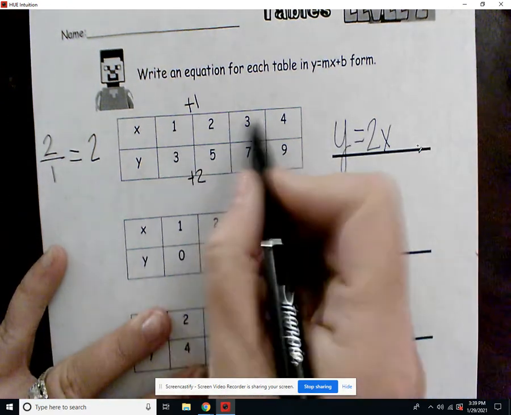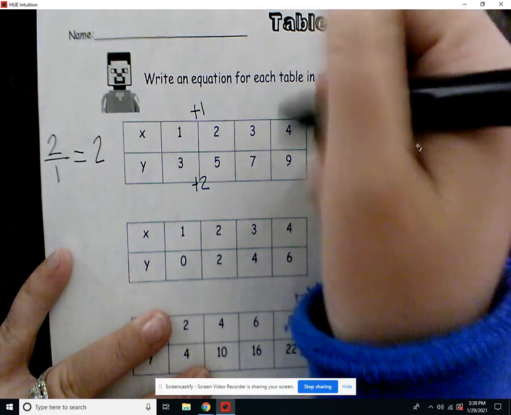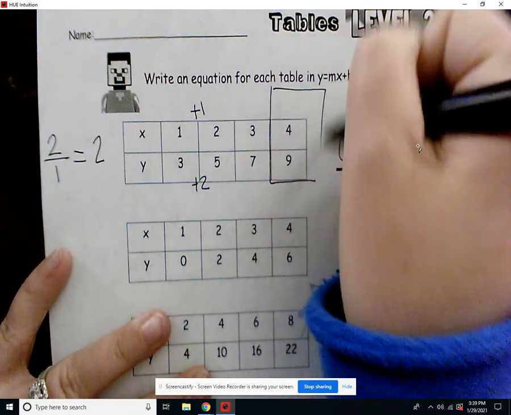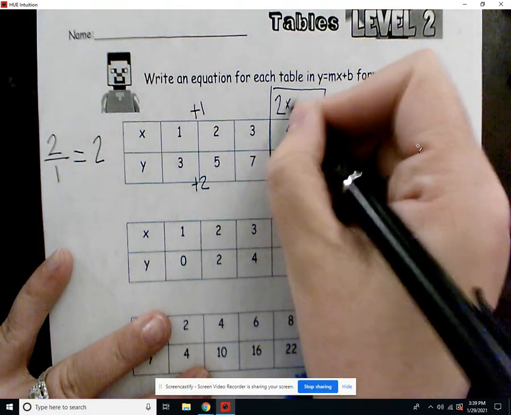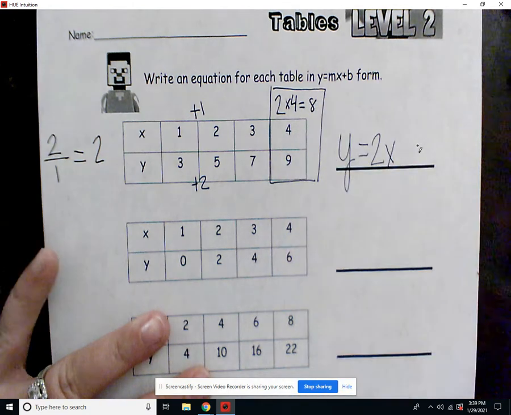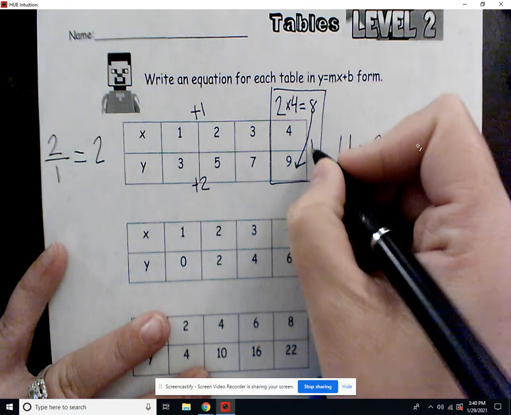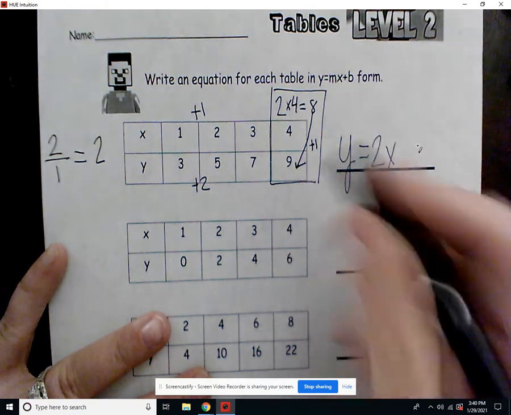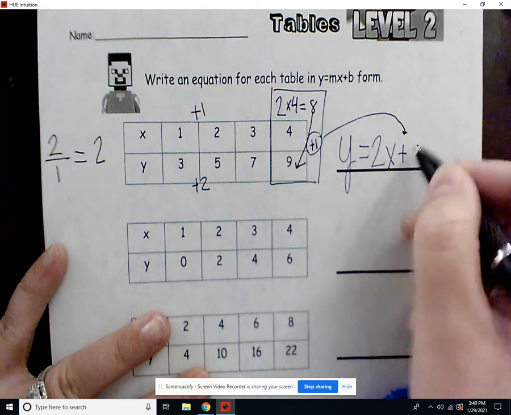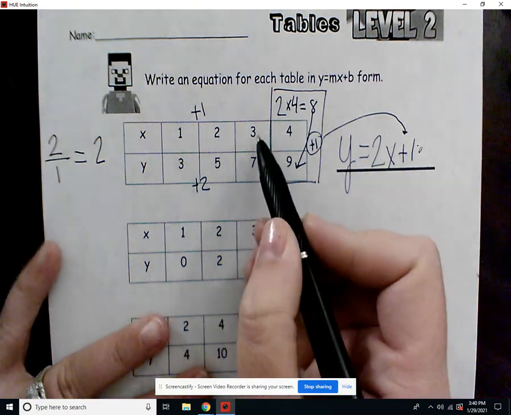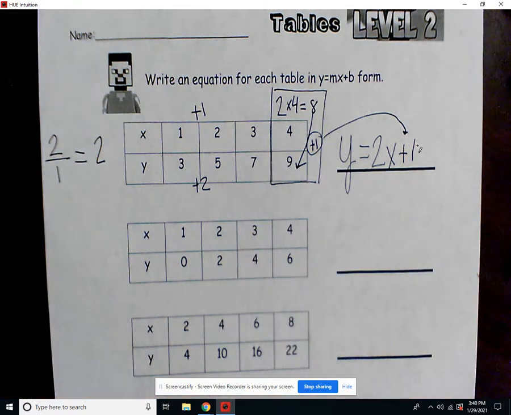Then we're going to pick an x value. It doesn't matter which one. So let's pick 4. So we're going to take our 2, and then we're going to times it by our x, which is 4, and we get 8. And then we ask ourselves, what can we do to 8 to get to 9? And we can add 1. So that plus 1 that we just found is going to go right there as our b. So we could have done 3. 2 times 3 is 6, and 6 plus what will give me 7, which is 1.